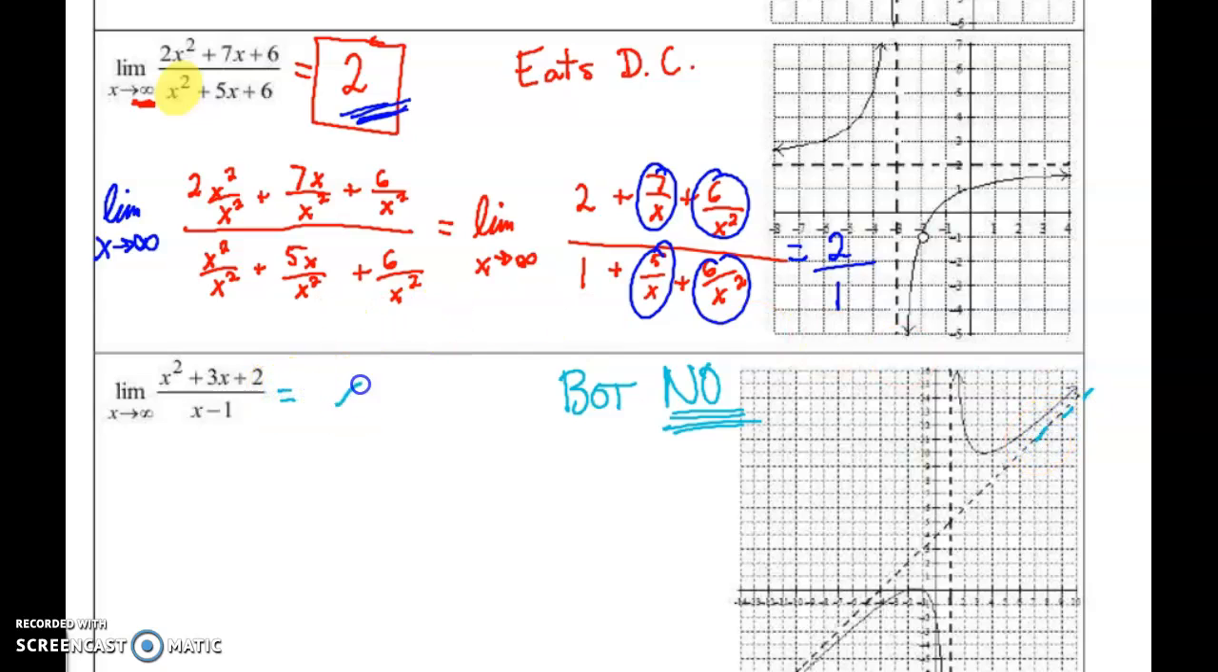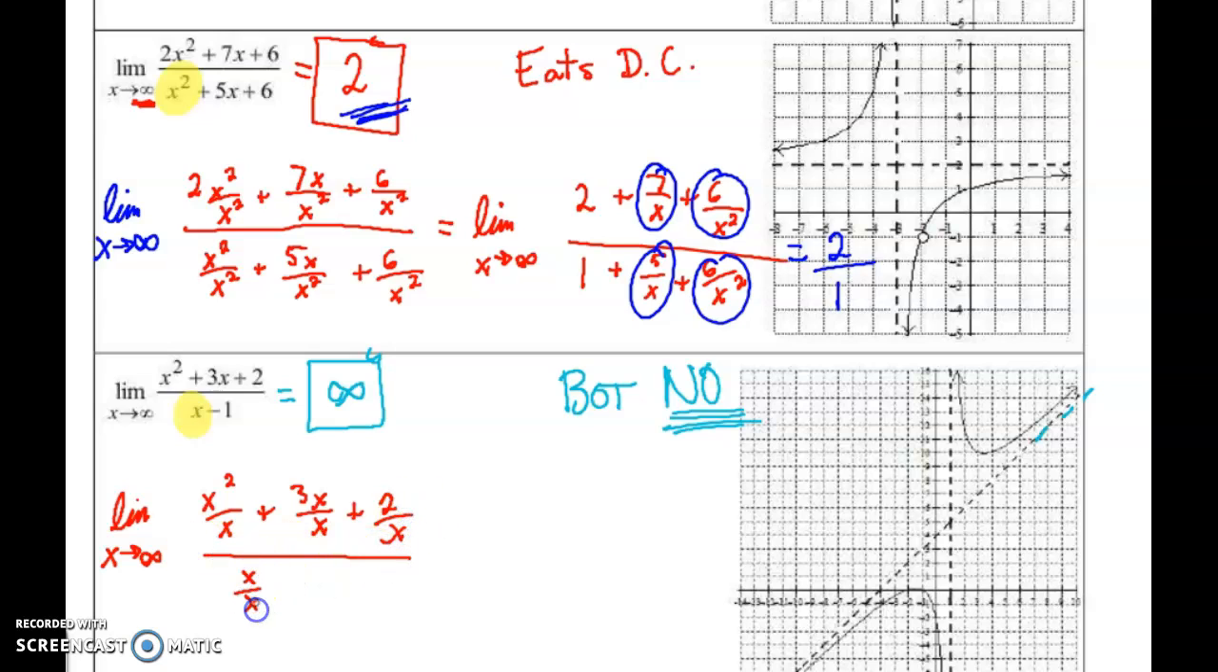So now I want you to get used to writing infinity. And that's why it's nice to divide by the denominator's coefficient. So as I go back to red and divide everything by x, so we have x squared over x plus 3x over x plus 2 over x minus 1 over x. Let me just simplify it right there so I don't have to rewrite it. One of these x's will cancel, this will cancel, this will be 0, this will be 0.